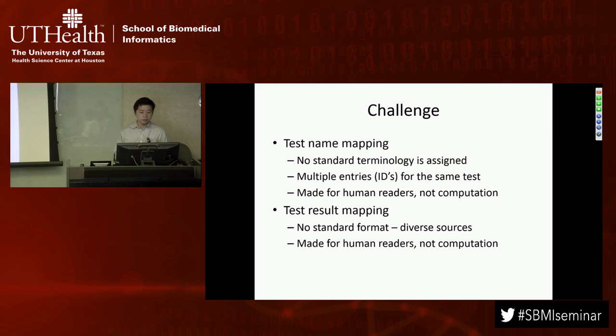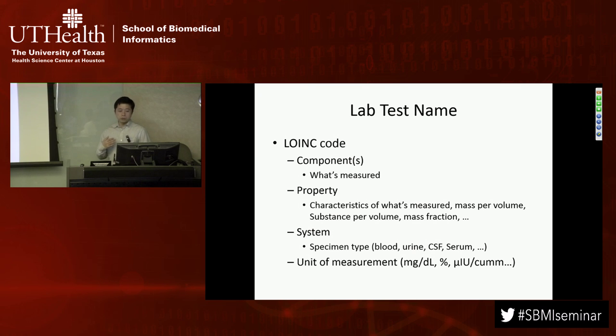So to represent the lab tests in a standardized way, we need to choose a standard terminology. Here we choose the LOINC code to represent everything. The LOINC code is widely used to represent laboratory results in clinical studies. Each LOINC code has some attributes. One is component, which means what's measured. The property means the characteristic of what's measured, for example, mass per volume, substance per volume. The attribute system means the specimen type, for example, blood or urine. And the LOINC code also includes the unit of the measurement.